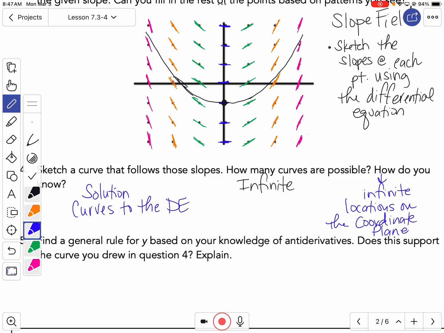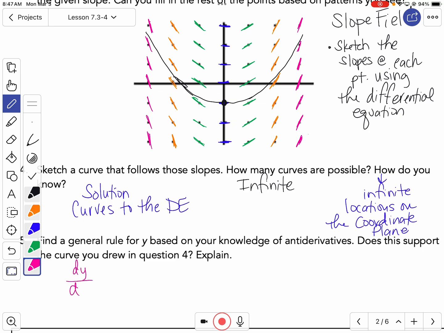And what do all of our solution curves vary by in a differential equation? A constant, right? They differ by that vertical shift. So let's use our differential equation and find a general rule, and let's see if the picture that we got supports what we found.